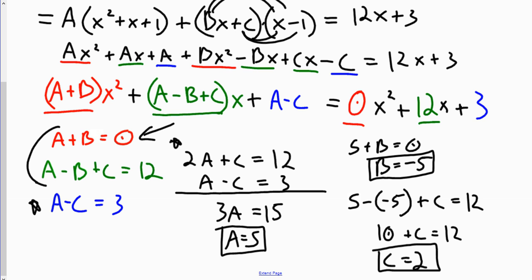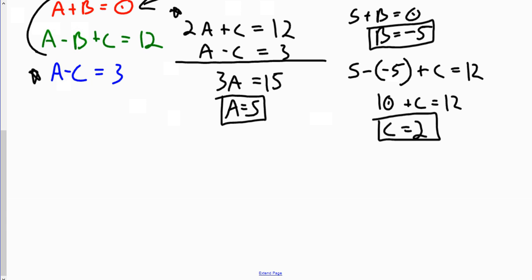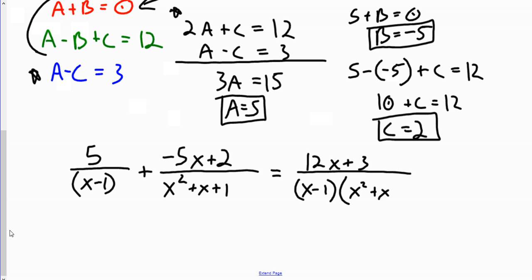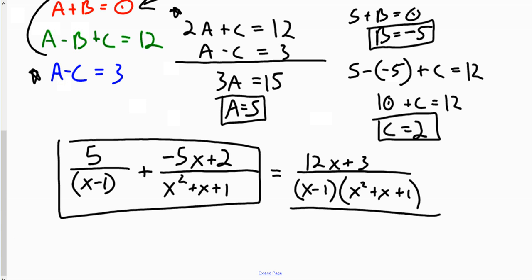Last piece here is just to add and put everything together. So my partial fraction, I'm going to have 5 over, that's my a value, over x minus 1 plus my b, which is negative 5, x plus c over my irreducible quadratic, x squared plus x plus 1, and that was all equal to the 12x plus 3 over x minus 1 times the quantity x squared plus x plus 1. So I've decomposed this function to make the sum of two easier functions.